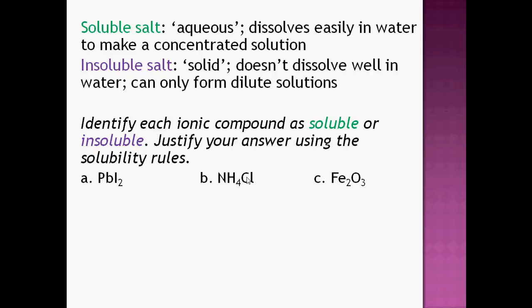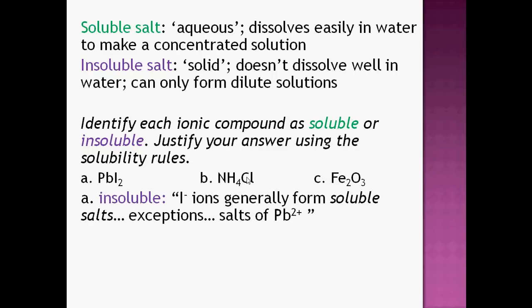Alright, if you're listening to this, I'm assuming that means that you paused the video and already figured out whether each thing was soluble or insoluble. If you didn't, shame on you. Alright, first of all, lead-2 iodide. Lead-2 iodide is insoluble. We can figure this out because it tells us in our solubility rules that iodide ions are usually soluble except when they bond with lead-2. In this case, iodide bonded with lead-2, therefore it's not soluble.